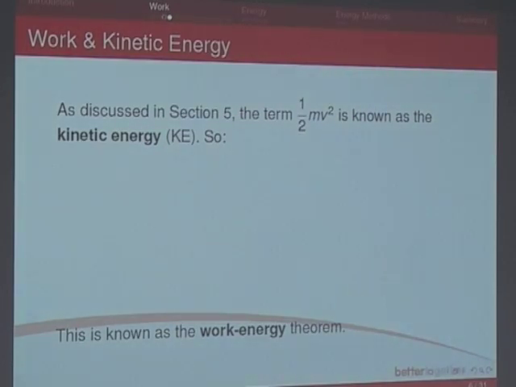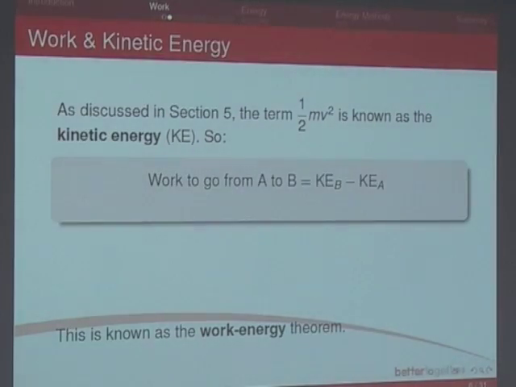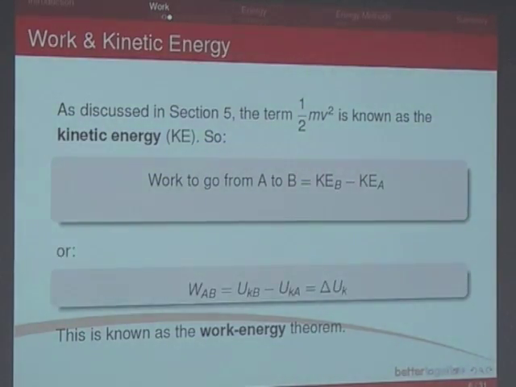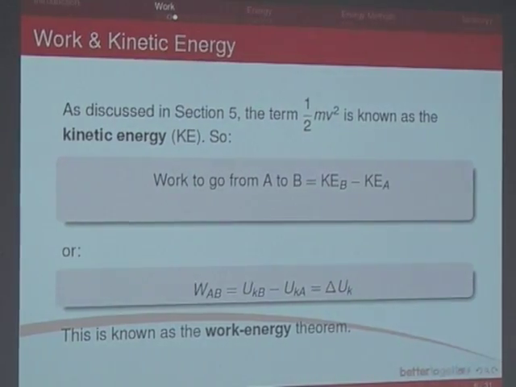So as we discussed in section 5, the term 1/2 mv squared is known as the kinetic energy. And so the work to go from A to B is the kinetic energy at B minus the kinetic energy at A. Or mathematically, W_AB equals U_KB minus U_KA, which is delta U_K. Okay? And this is known as the work-energy theorem. We've got work on one side and energy on the other. Now, so this is the relationship between work and kinetic energy.